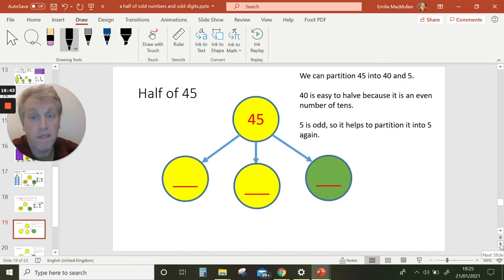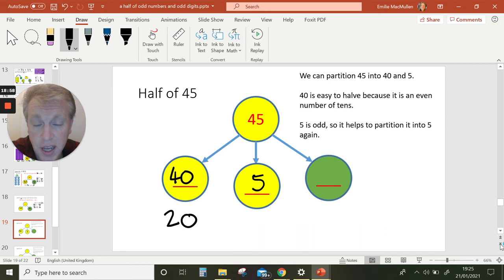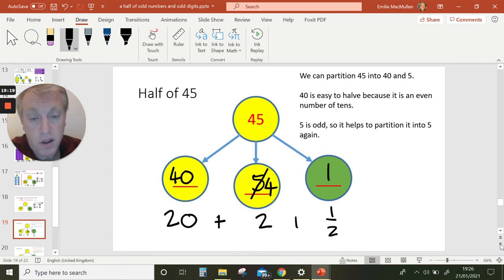We have something very similar now, 45. Okay, we split the 45 into 40 and 5. Half of 40 is 20. Ooh, half of 5. Well, you might know it, or you might think, I want to split that 5 up into a nice easy one, and I'll think not 5, but 4 and 1. Half of 4 is 2. Half of 1 is a half. So, half of 45 is 22 and a half.